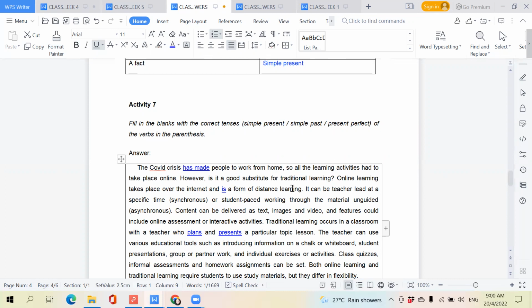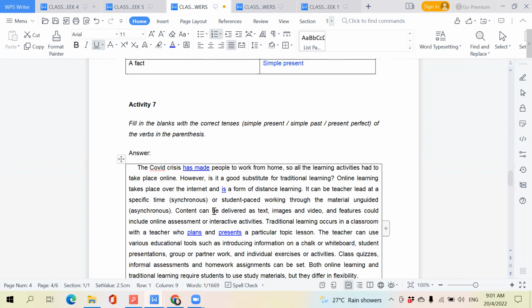Okay, next. Online learning takes place over the internet and is a form of distance learning. Okay, why do we say is? Because we're still using online learning today. Like right now, we're using online learning. This is not a thing of the past. So that is why you use simple present tense, is. If you say was here, that means online learning is obsolete. We don't use online learning anymore. That's why, please be careful with your tenses. Okay, next.